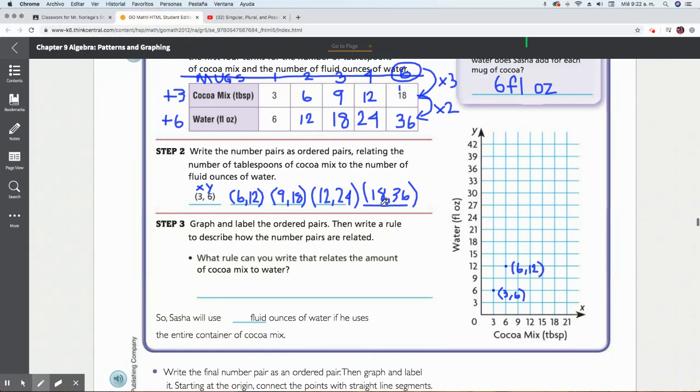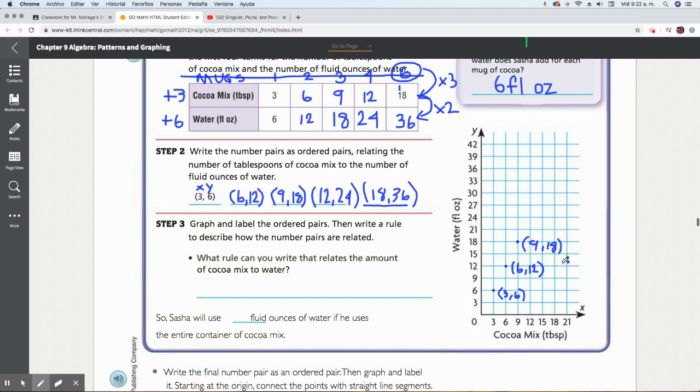All right, then the third one would be 9, 18. So I'm going to walk where the 9 is on the x-axis, and then I'm going to walk up to 18 on the y-axis, and I'm going to plot a point, and then I'm going to label it with the ordered pair, 9, comma 18.